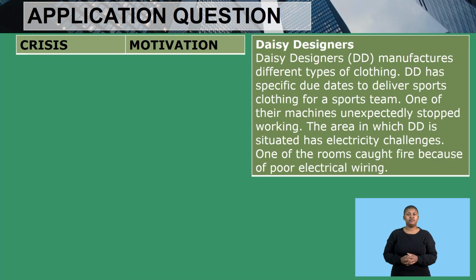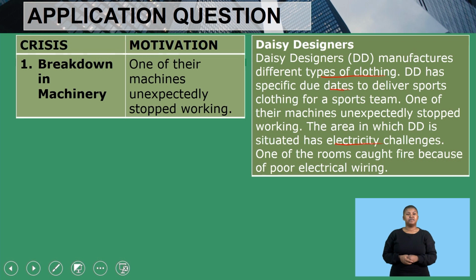It says Daisy Designer manufactures different types of clothing. DD has a specific due date to deliver sports clothing for a sports team. One of their machines unexpectedly stopped working. The area in which DD is situated has electricity challenges, and one of the rooms caught fire because of poor electrical wiring. Now you need to then read the statement with understanding and find out what is an example of crisis.